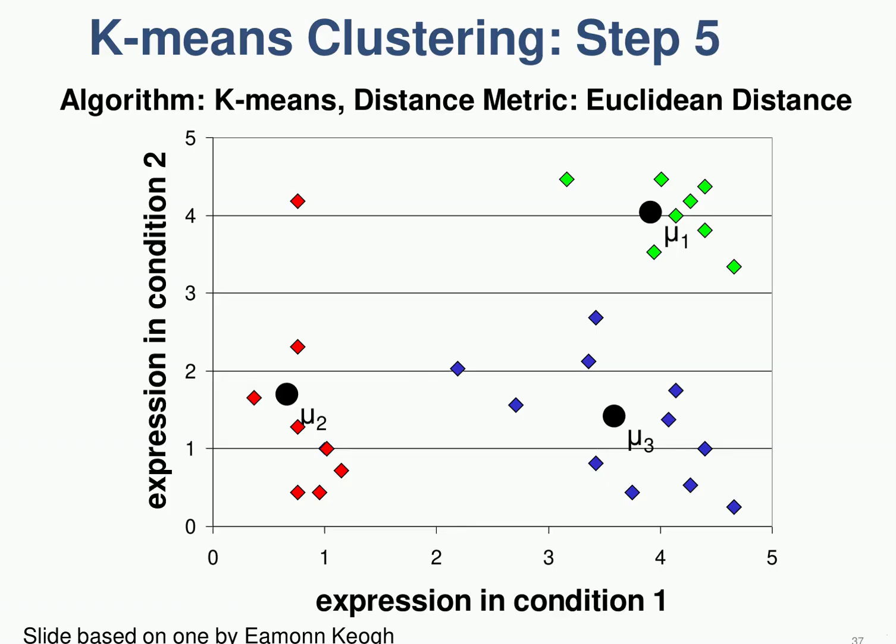In step 5 of k-means clustering, we see the centroids mu1, mu2, and mu3 have reached stable positions, with each cluster distinctly formed. The data points are grouped around their respective centroids based on the Euclidean distance metric, reflecting the optimal partitioning of the dataset. The axes, labeled as expression in condition 1 and expression in condition 2, suggest that the data might represent different conditions or dimensions being analyzed. This final configuration indicates successful clustering with minimal distance between data points and their centroids, ensuring compact and well-separated clusters.